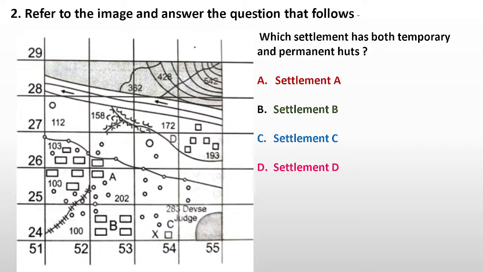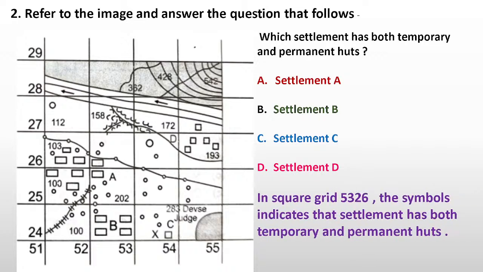And the correct answer for this question is... I understand it's very difficult to understand from this black and white image, but this is the best I could get. So you will have to zoom in and then answer. The correct answer is D, settlement D.